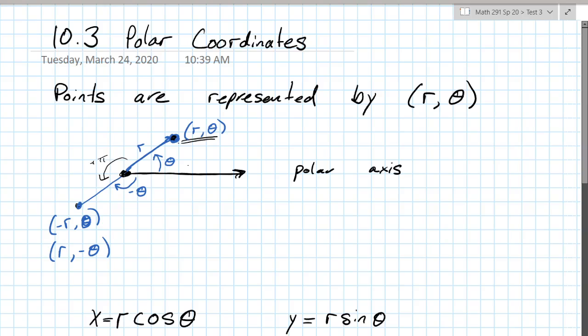And of course you can make loops by taking multiples of 2 pi, and that would loop us around by one full rotation.